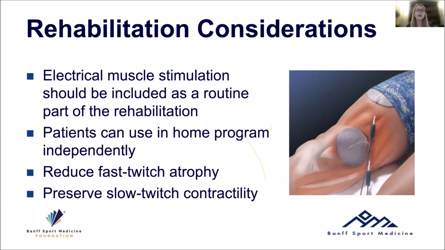So a huge advantage is that patients can use it independently at home. The two things that the muscle stim does is it reduces fast twitch fiber atrophy, which is really important for the contractility of the muscle to generate power, and it also preserves slow twitch contractility. This is particularly important because when we train patients afterwards in terms of functional recovery, eccentric muscle work is so important, probably more so even than concentric work, once the patient is able to fire the muscle well.